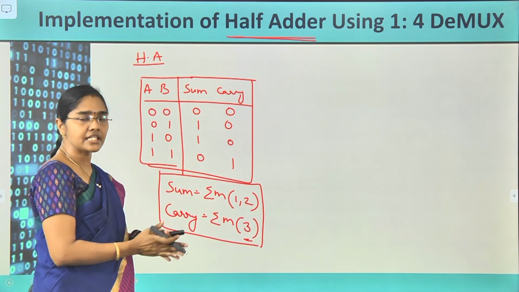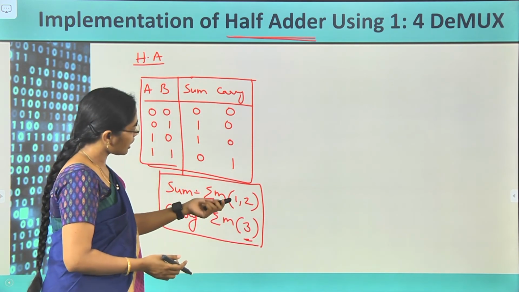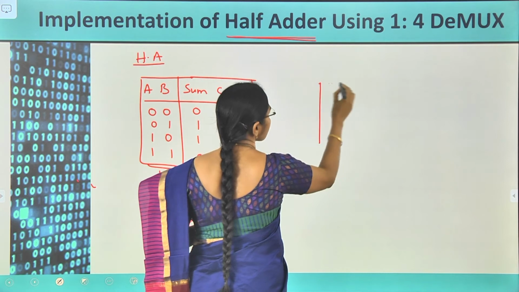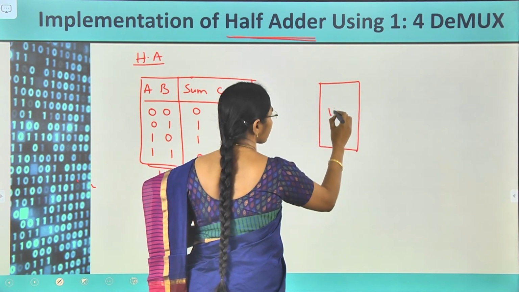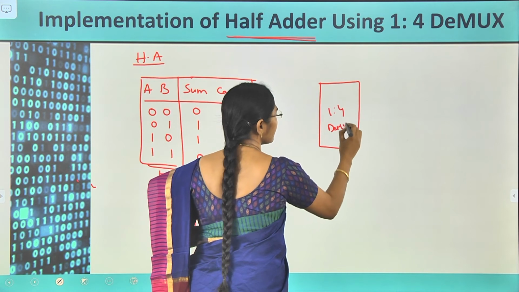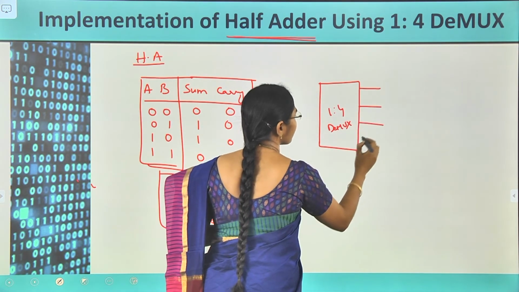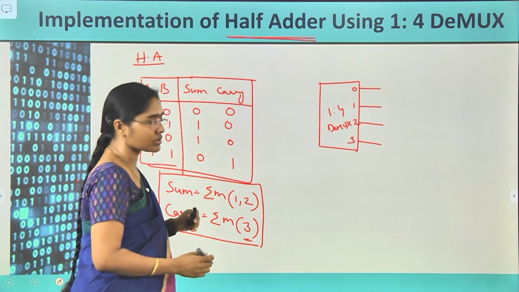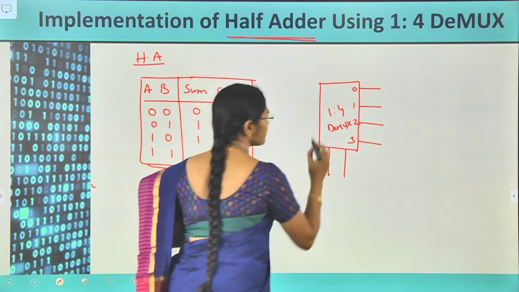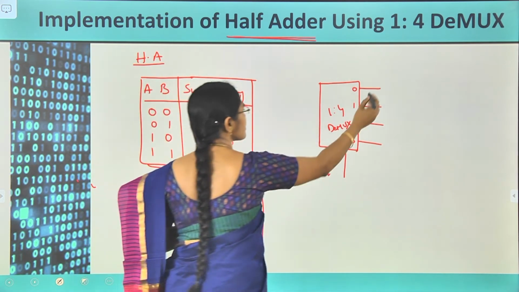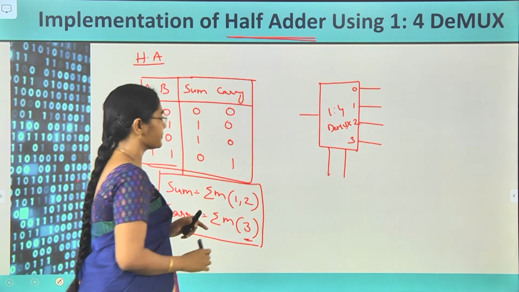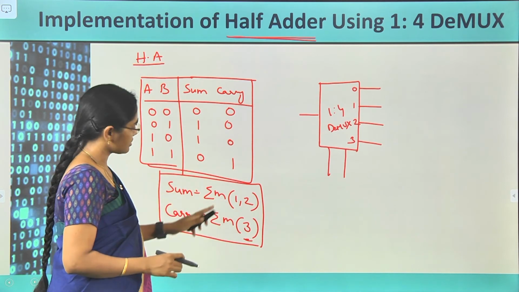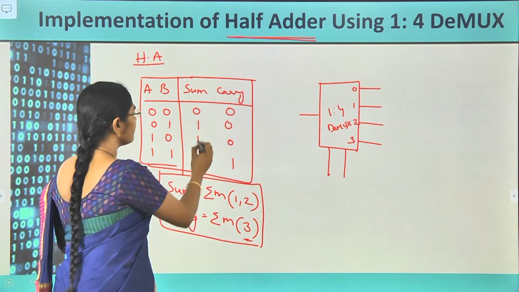Now if we have this kind of expressions, we can design this with a demultiplexer. So in the outputs 1, 2, 3 are required. Now the given demultiplexer is a 1:4 demultiplexer. It is going to have 4 outputs with the selection line representation as 0, 1, 2, 3, and with 2 selection lines. Then 4 outputs with 2 selection lines with 1 input. See here, the sum and carry are the 2 outputs with minterm values of 1, 2 and 3 with the values of 1.